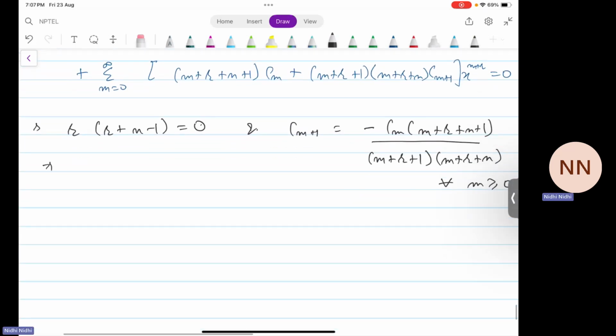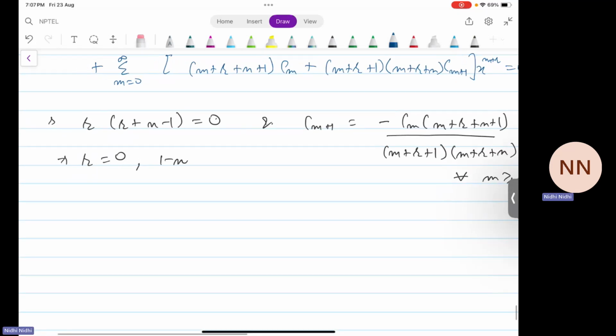So this gives us either r is equal to 0 or r equals 1 minus n. Now since n is not an integer, 1 minus n is also not an integer. Therefore the difference between the two roots is not integral. Therefore we have two distinct roots and their difference is also not integral. We'll get linearly independent y1 and y2. So let's start with the r is equal to 0 case.